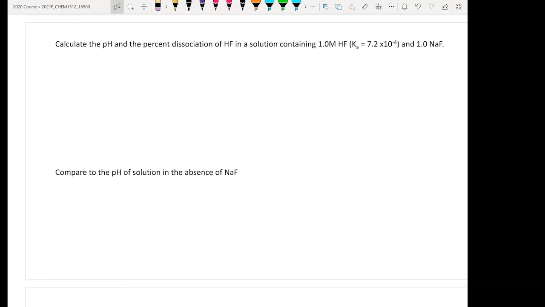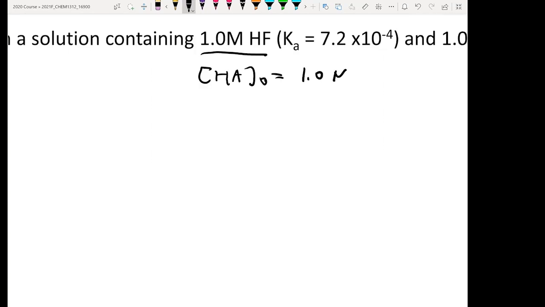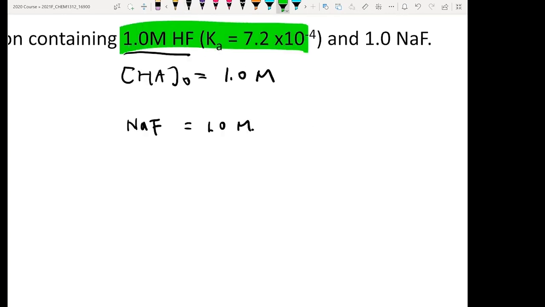Let's do some calculations based on the things we have learned. Calculate the pH and the percent dissociation of HF in a solution containing 1.0 M HF with Ka of a certain number and 1.0 M NaF. Two things you want to calculate, right? One is pH, one is percent dissociation. Your HF concentration initially is equal to 1.0 M. And then you also have your sodium fluoride salt at 1.0 M.